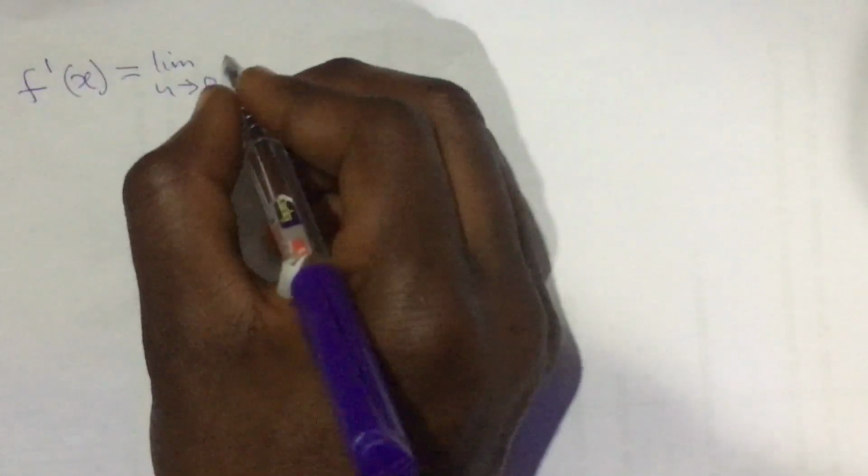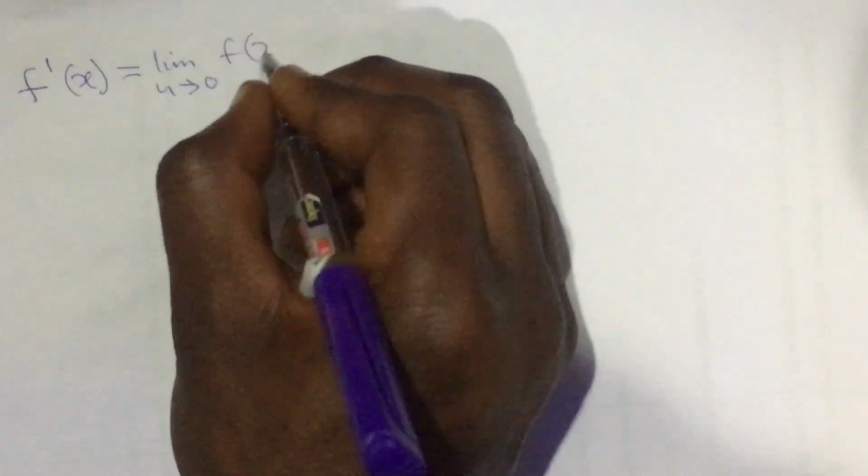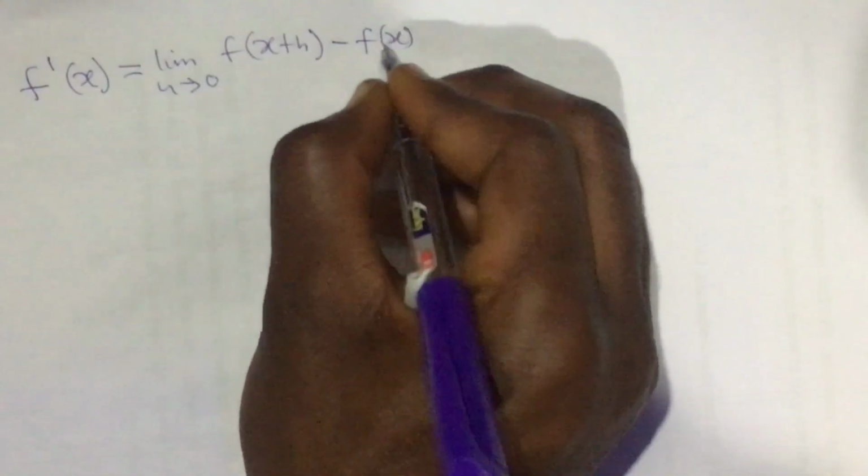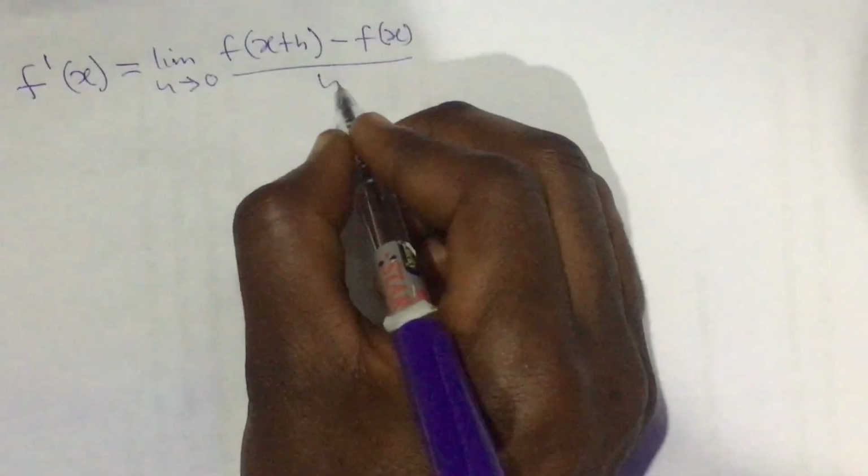In this video, we are going to go over differentiation using first principle. And the formula is f prime of x equals the limit as h approaches 0 of f(x + h) minus f(x), all over h.